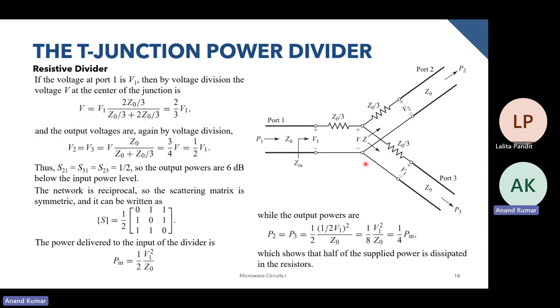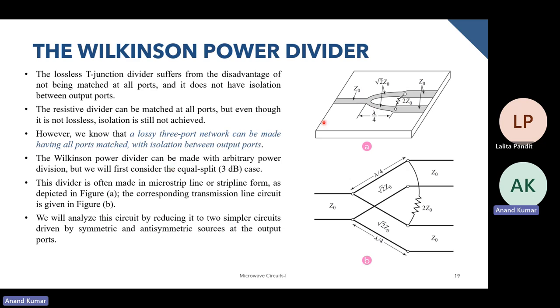But again, the issue with the lossless and resistive power dividers: the lossless power divider was not matched at the ports, and the resistive power divider was lossy. And even though it was matched, the issue was that they did not have isolation between the ports. If some signal or power was sent from port 1, it will be received at ports 2 and 3. But if we had some reflections happening at port 2, or some power was sent from port 2, then ports 1 and 3 will receive it, which we do not want.